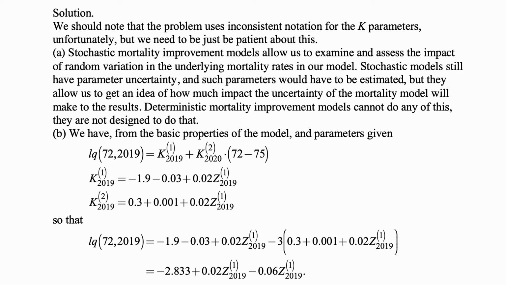Stochastic mortality improvement models allow us to examine and assess the impact of random variation in the underlying mortality rates in our models. Stochastic models still have parameter uncertainty, and such parameters would have to be estimated, but they allow us to get an idea of how much impact the uncertainty of the mortality model will make on the results. Deterministic mortality improvement models cannot do any of this. They are not designed for this.